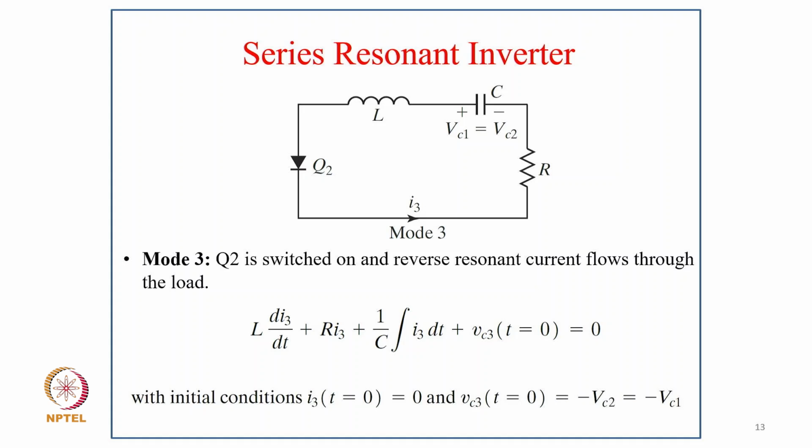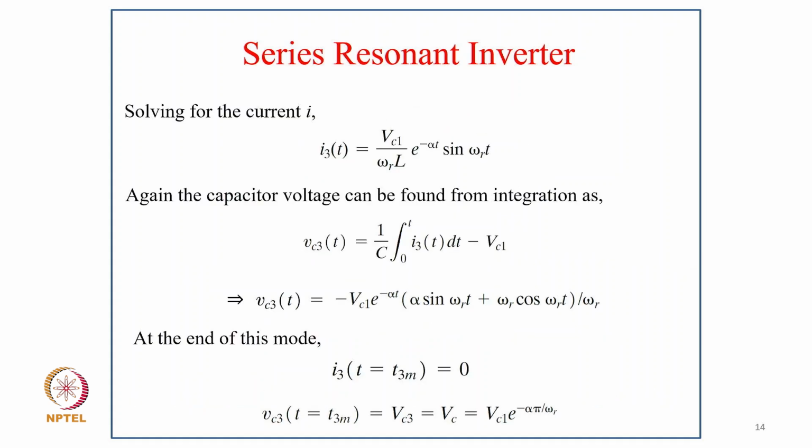So with the initial condition I3 equal to 0 and Vc3 equal to minus Vc2 minus Vc1. So solving for the current, I3(t) equal to Vc1 upon omega R L e to power minus alpha t sin omega R t, and again the capacitor voltage can be found from integration as Vc3(t) equal to 1 upon C integral 0 to t I3 dt minus Vc1, and Vc3 equal to minus Vc1 e to power minus alpha t (alpha sin omega R t plus omega R cos omega R t) upon omega R.